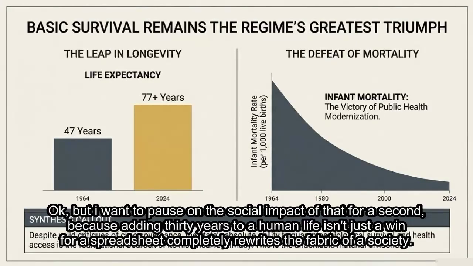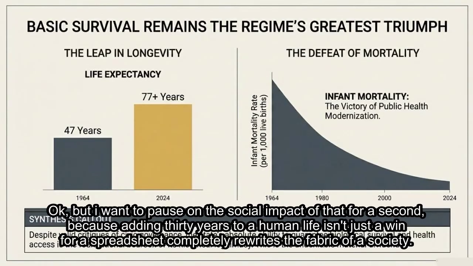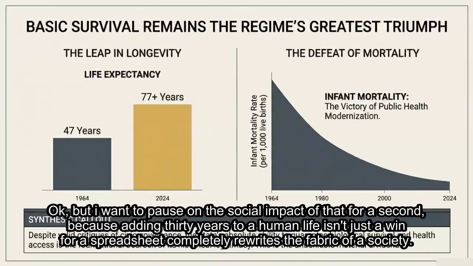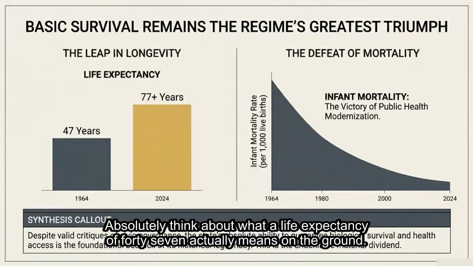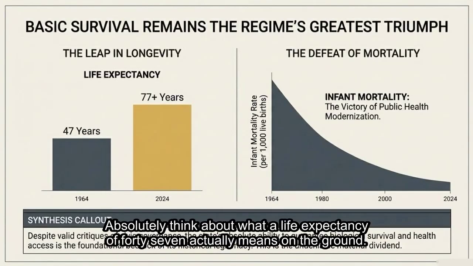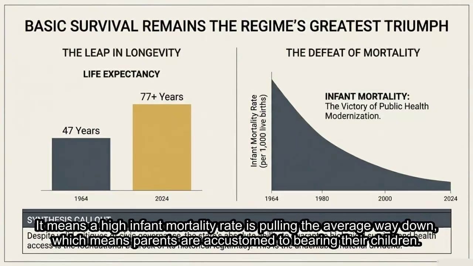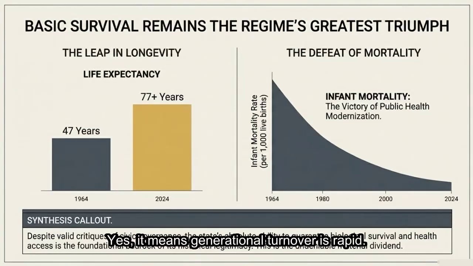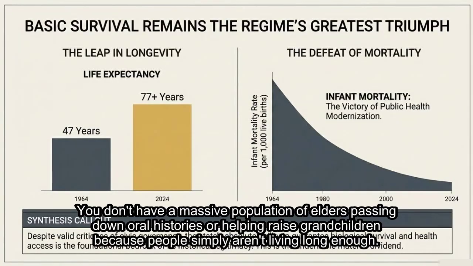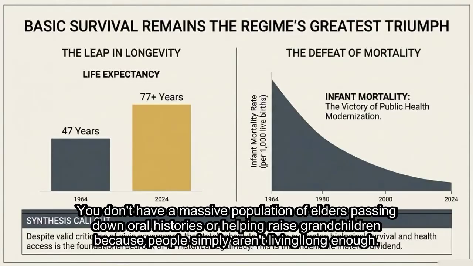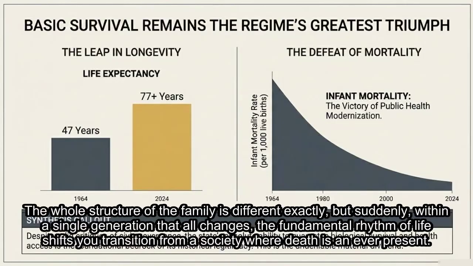Okay, but I want to pause on the social impact of that for a second. Because adding 30 years to a human life isn't just a win for a spreadsheet. It completely rewrites the fabric of a society. Yeah, absolutely. Think about what a life expectancy of 47 actually means on the ground. It means a high infant mortality rate is pulling the average way down, which means parents are accustomed to burying their children. It means generational turnover is rapid. You don't have a massive population of elders passing down oral histories or helping raise grandchildren because people simply aren't living long enough. The whole structure of the family is different.